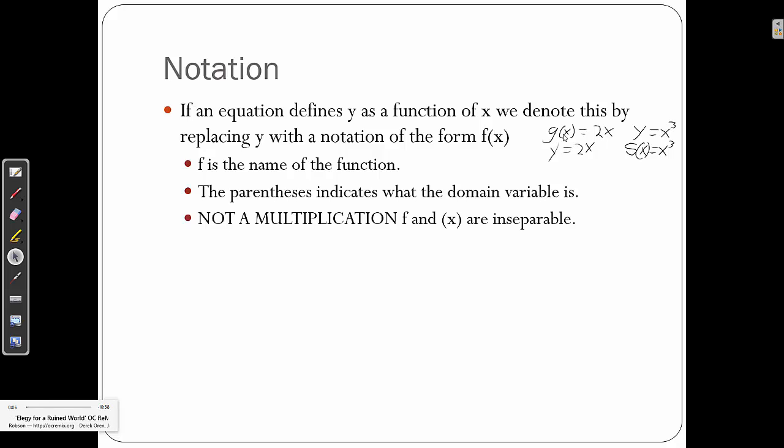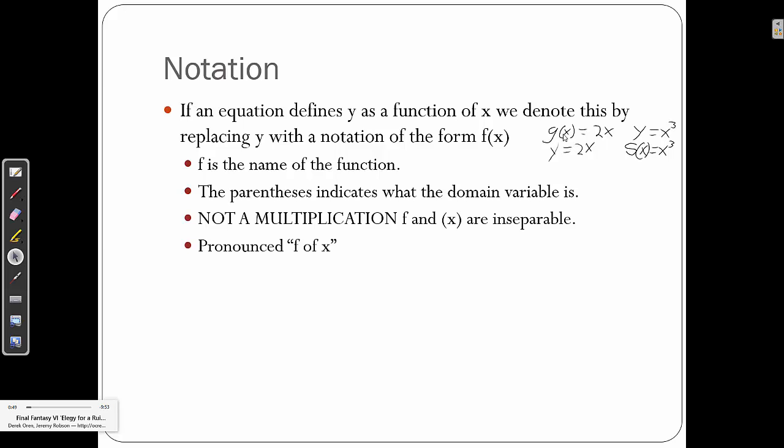They are of one piece, because it's just a replacement for y, and you wouldn't split up y into one part of its symbol and another part of its symbol. It's an indivisible unit. The same thing with g of x and s of x and f of x. Parentheses indicate what the domain variable is, and it doesn't have to be x. It's just x a lot. Sometimes it's t, sometimes it's w, it even could be y. Whatever is in that parentheses indicates what the domain variable, the independent variable, is.